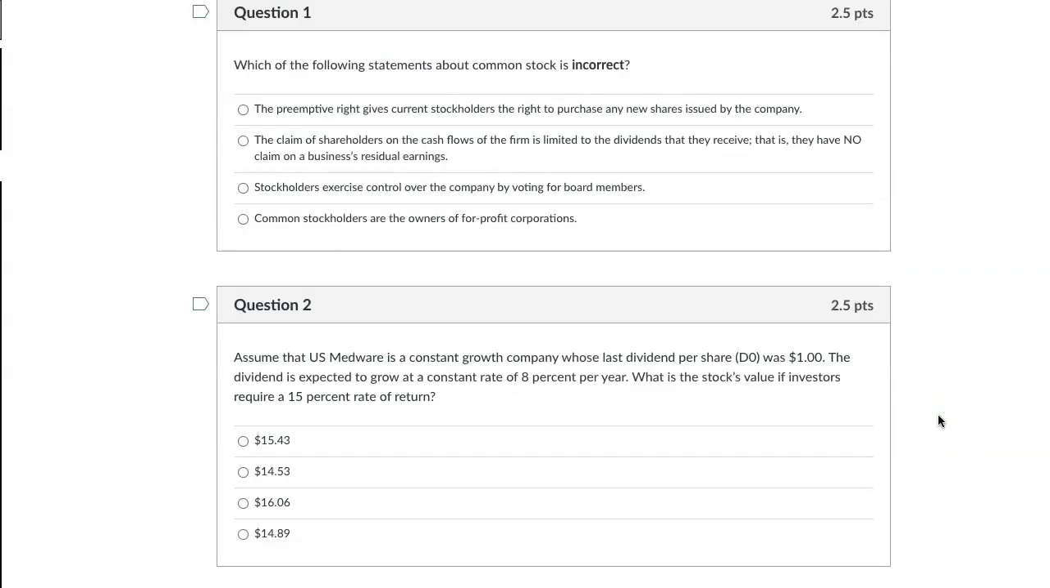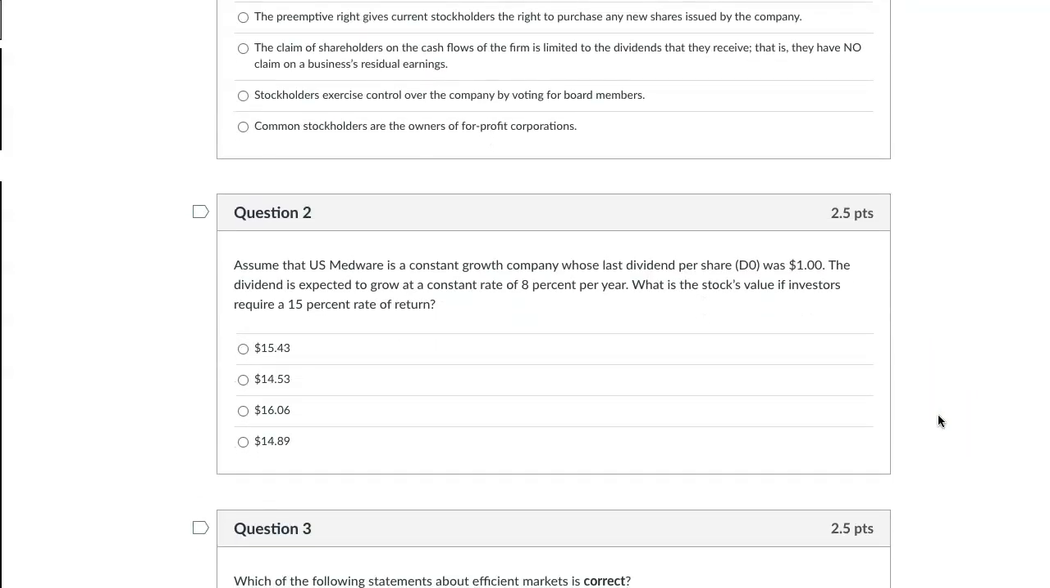Okay, question 2. Assume that U.S. Medware is a constant growth company whose dividends per share is $1. The expected dividend is expected to grow at a constant rate of 8% per year. Wow, that's pretty great. What is the stock's value if investors require a 15% return? You have all the info there to calculate the expected stock value. Okay, that should be pretty easy to do.